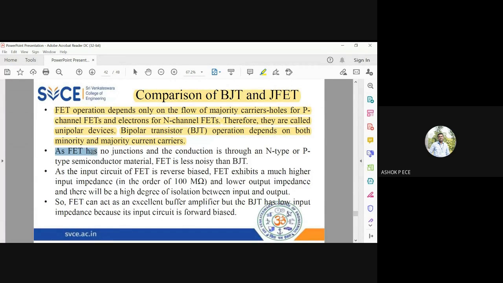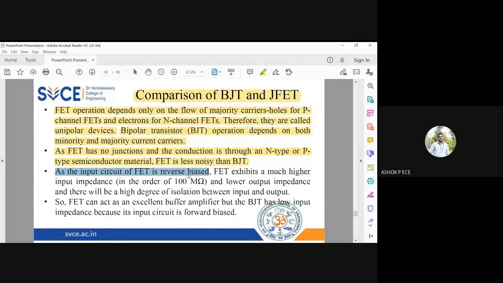And FET has no junctions, so conduction is through the channel. Okay, in FET there is no specific biasing done. In BJT we'll be biasing the emitter-base junction to be forward bias, the collector-base junction to be reverse bias. Here we are not biasing FET based on junction. So what happens? FET is very less noisy. See, in BJT electron and hole both are there, and in FET only electron or hole. So definitely only one particle is involved. The noise is also going to be very, very minimum.